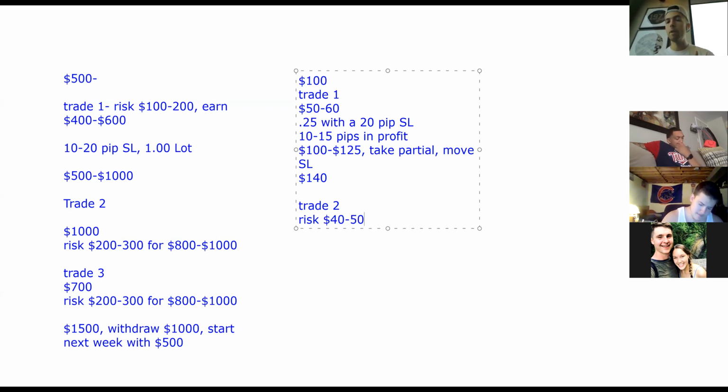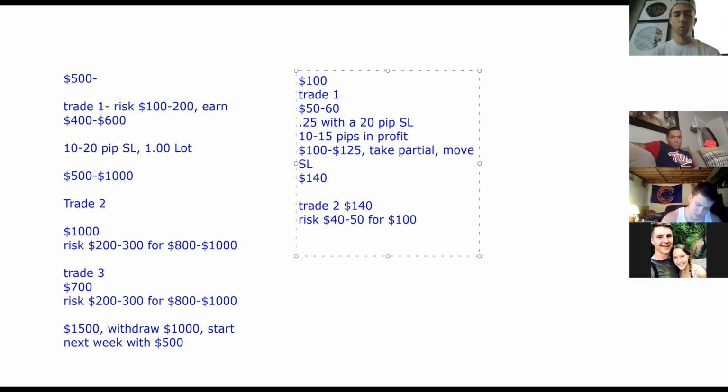I always get a little bit more conservative later in the week because you don't want to risk what you've already made. You know what I'm saying? Like if you've already doubled your account, there's no reason to risk your whole account. You can take a loss and you still are in profit. So why would you risk your whole account? Trade two, 140, risk 40, 50 for let's just say 100. So say example, this hits your TPs, now you're at 240.